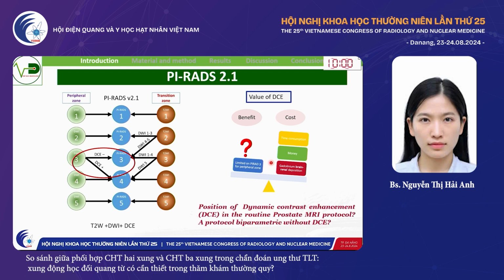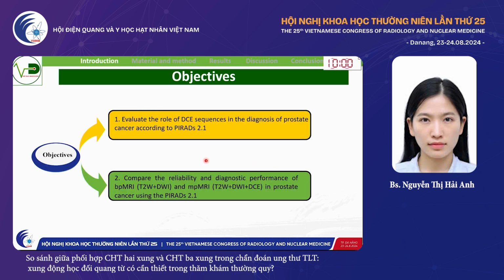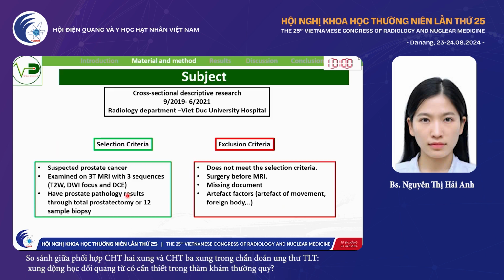This consideration leads to the question about the position of DCE in routine prostate MRI, and a biparametric protocol without DCE was proposed. That's why we conducted this study with two objectives. The first is to evaluate the role of the DCE sequence in the diagnosis of prostate cancer, and the second is to compare the reliability and diagnostic performance of biparametric and multiparametric MRI using PI-RADS 2.1.